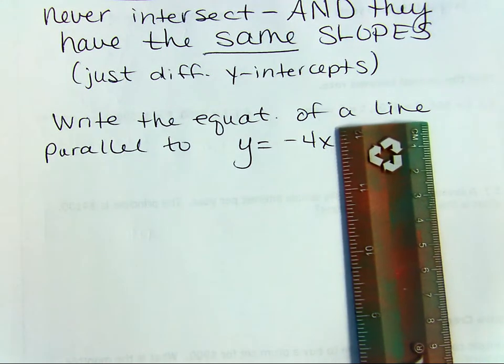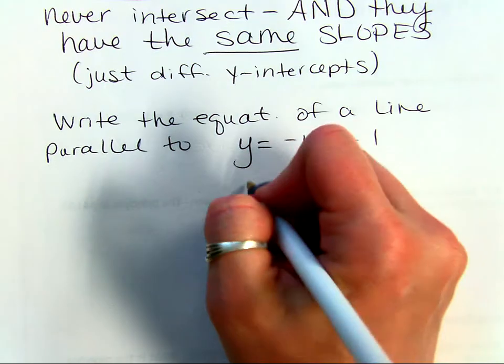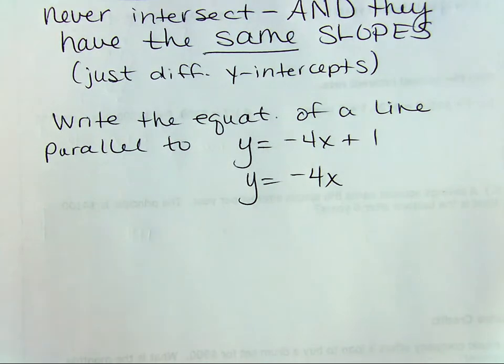I'm really just focused on the fact that I need another line with the slope of negative 4 and just don't use the y-intercept of 1. Right? So everybody's answer could be different, yet still correct. As long as you put negative 4x and then whatever y-intercept you feel like, then you're good.